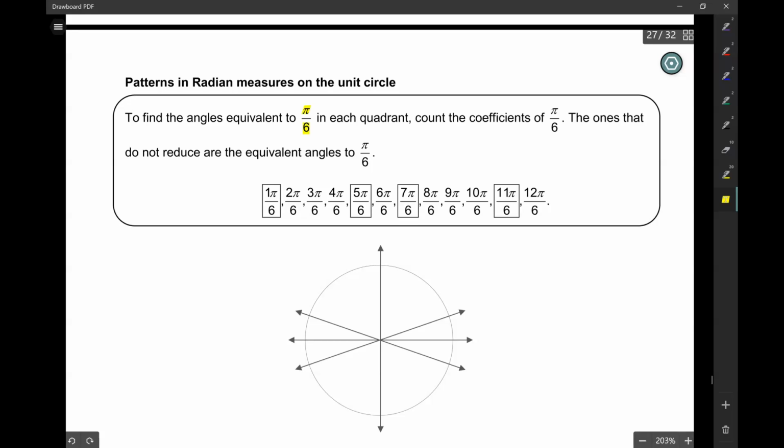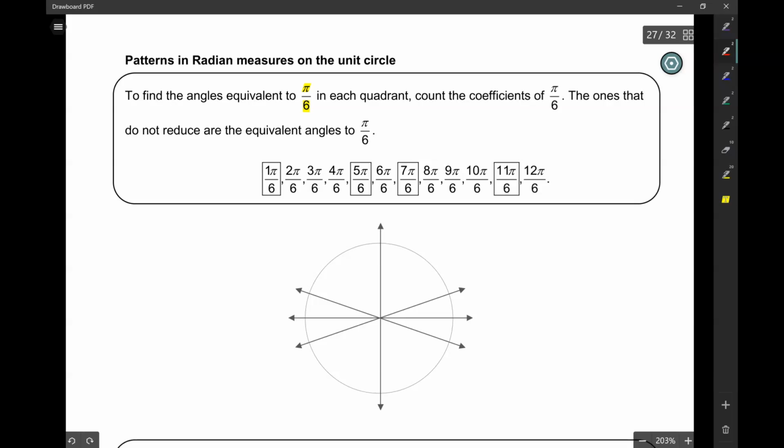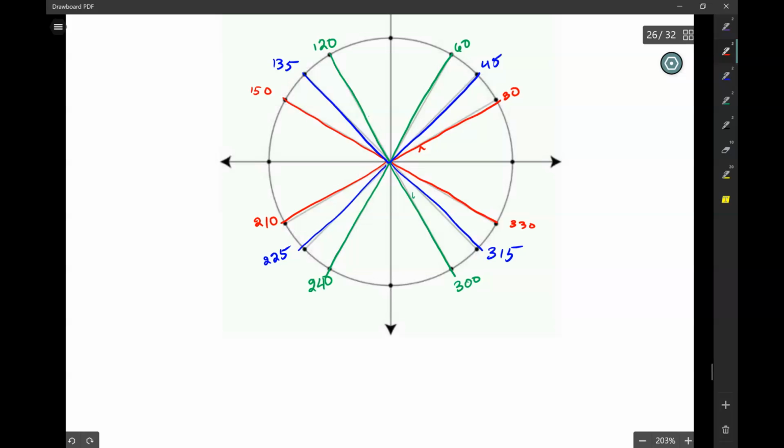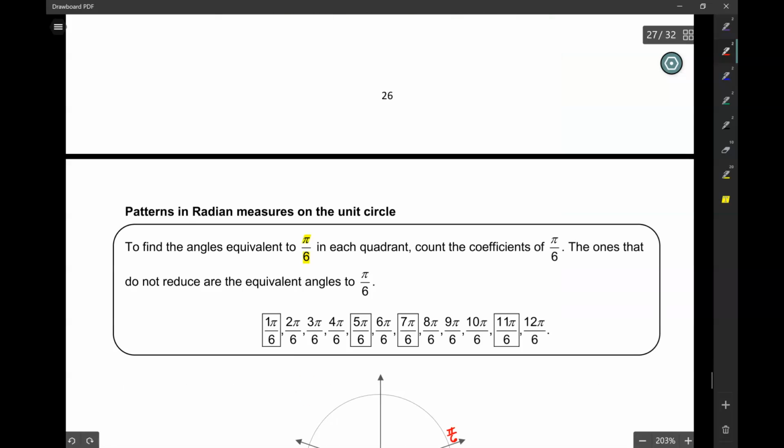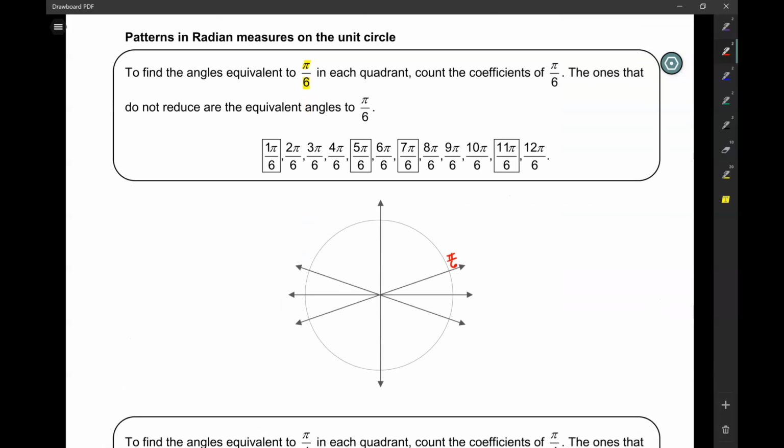All right, so let's go with radian. Let's talk about pi over 6. Pi over 6 is like how many degrees? 30. So this one here is pi over 6. So this is like all the red ones here. Now, there's going to be 4 of them. The way we remember their values is, this is 1 pi over 6, and now I keep increasing the coefficient: 1 pi over 6, 2 pi over 6, 3 pi over 6, 4 pi over 6, and so on.